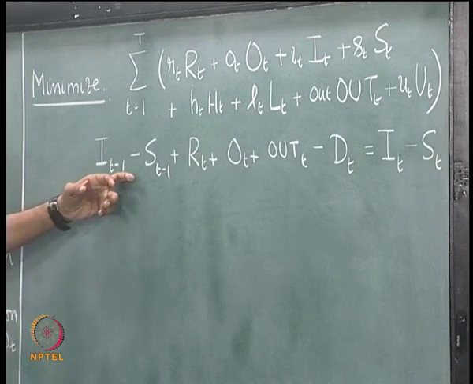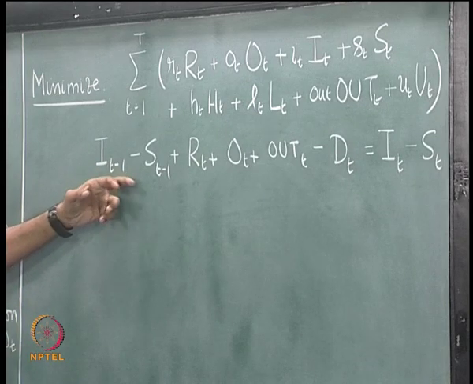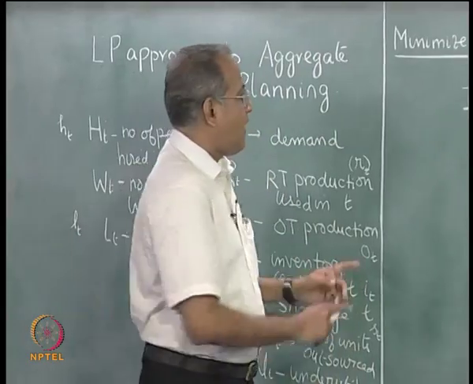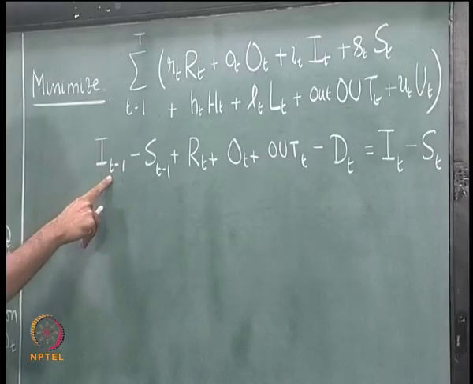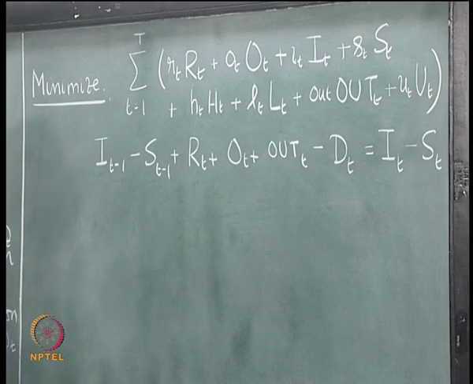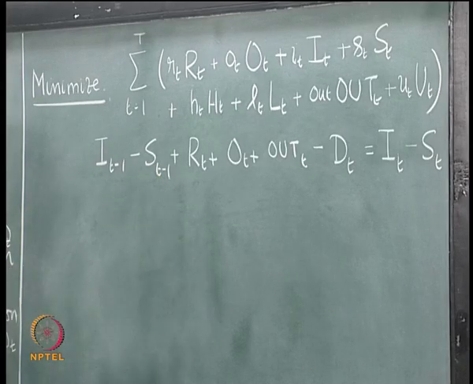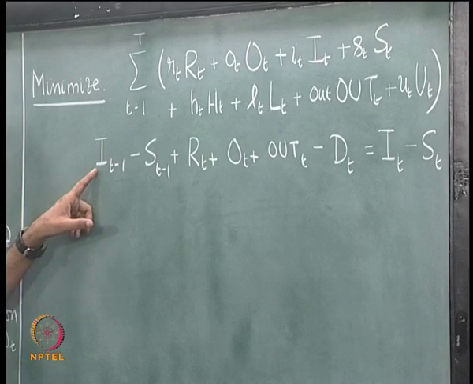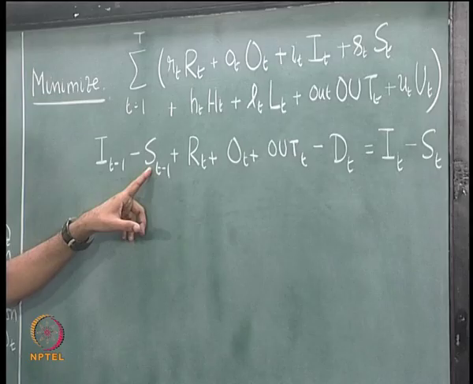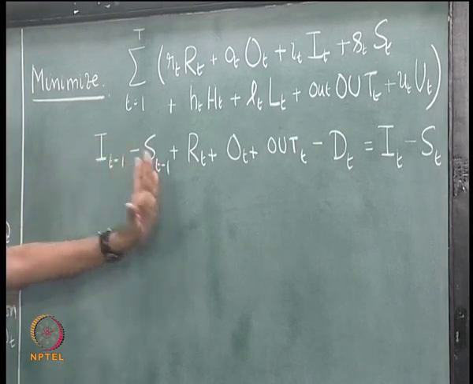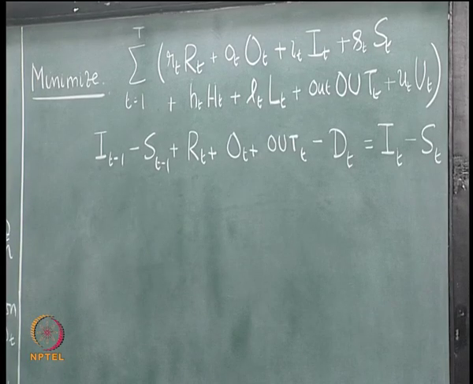So, if there are 12 periods, we will have 12 such equations, and more importantly we will have 13 variables for IT and ST, because we need to initialize the IT and ST. The first value that we assumed as 1000 in the spreadsheet is an initial value given to I naught, and S0 was 0 in that case. So, we need some initial conditions for IT minus 1 and ST minus 1.